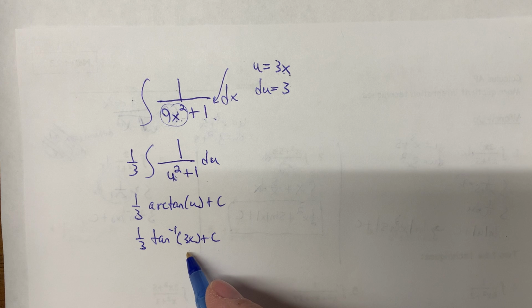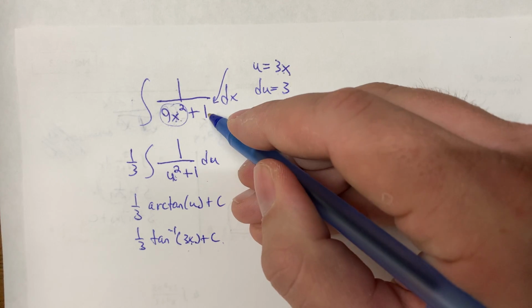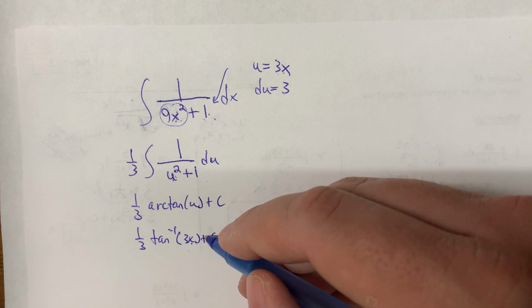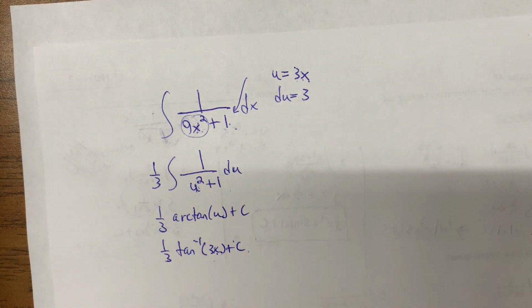You can see this will work when you do the derivative of it. The c will go away. The derivative of tangent inverse is 1 over this squared plus 1, times the derivative of the inside. The 3 will multiply times the 1/3 and cancel it out. So we can do this using u substitution.